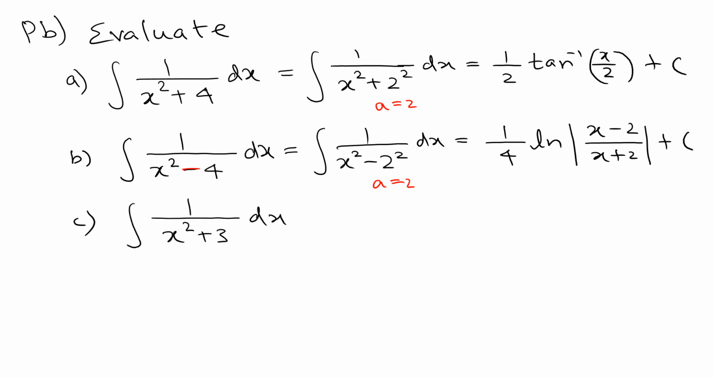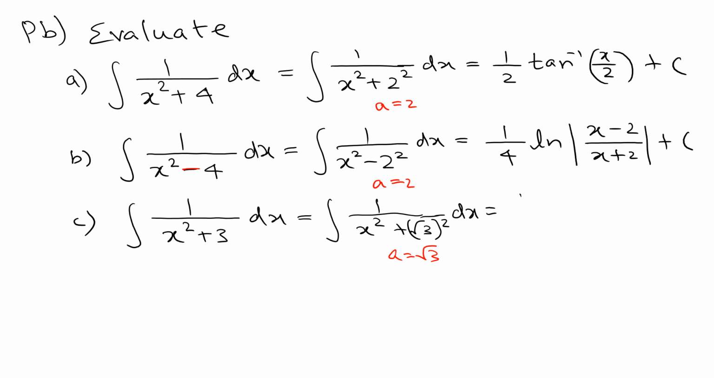As the next one, we have 1 over x squared plus 3. One of the difficulties here is you don't see a square here. Like in the formula there should be a squared, but we can rewrite this one as x squared plus the square root of 3 squared, dx. Now we know what a is. So now a equals square root 3, and we can plug that into the formula.